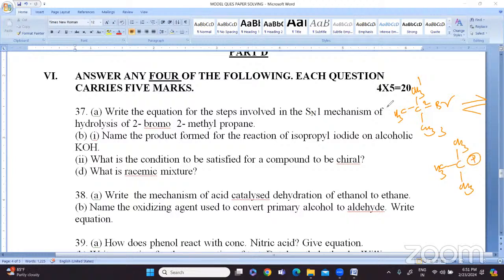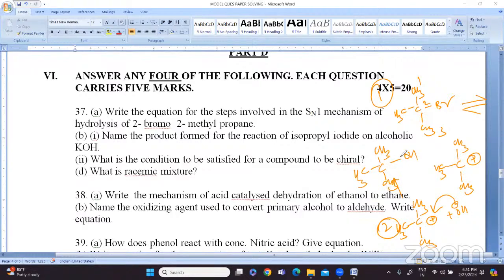You have to explain and mention the steps. First step, then second step. What is the second step? The second step is attack of the nucleophile: CH3, CH3, CH3 plus OH minus. There will be attack of the nucleophile on the carbocation, and you get a tertiary alcohol, tertiary butyl alcohol. So this is the product.